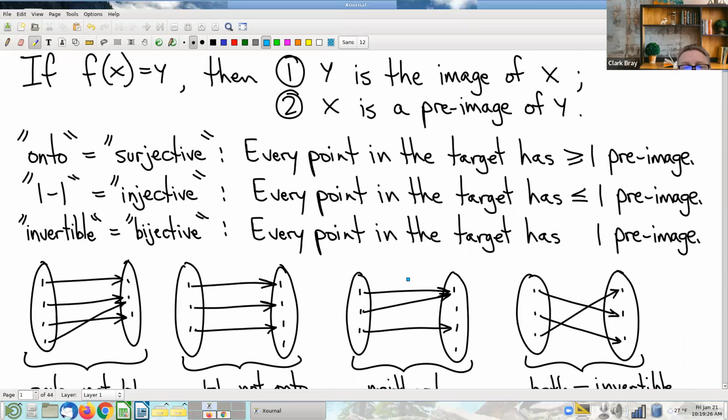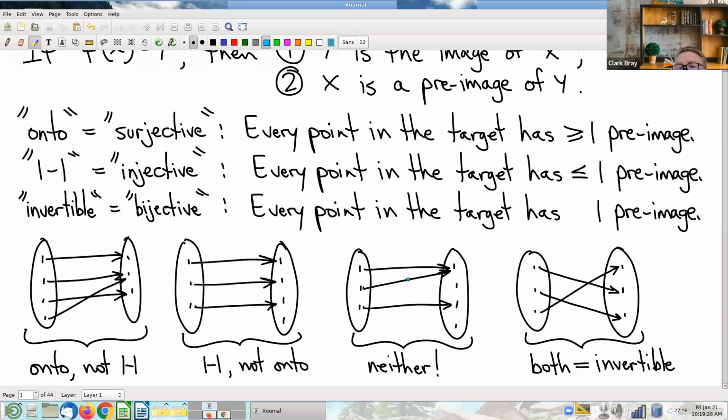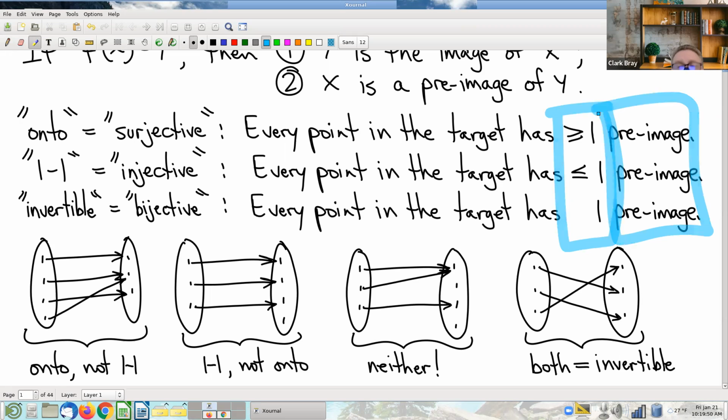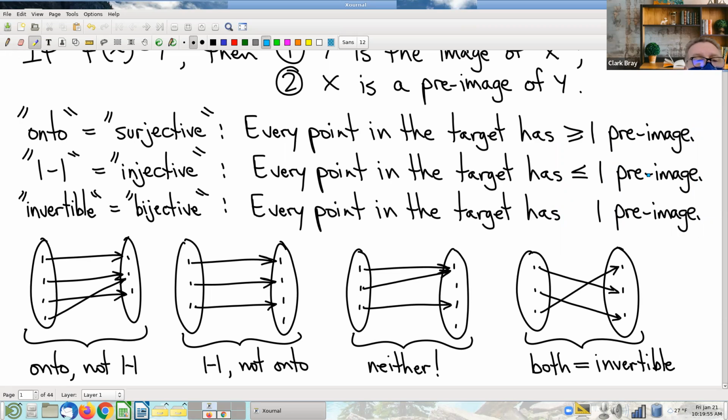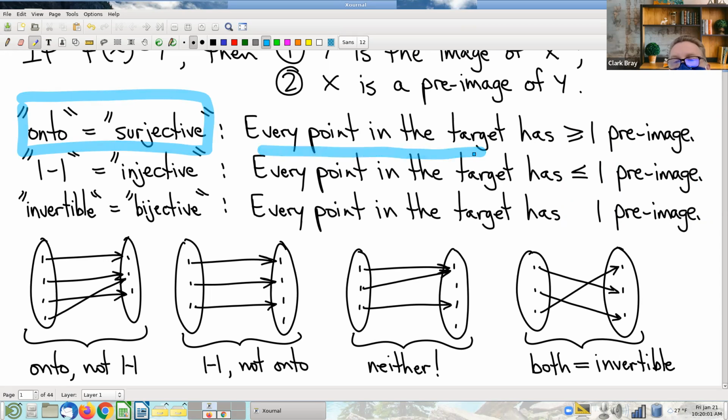All right, so with that lingo done, I'm going to define these words. Again, you might have seen some of these before. You probably saw it as one-to-one and onto, but mathematicians tend to say injective, surjective, etc. These boil down to a real simple idea. It's just a matter of counting how many pre-images the points in the target have. Okay, so let's start with onto, otherwise known as surjective. You need every point in the target to have at least one pre-image.